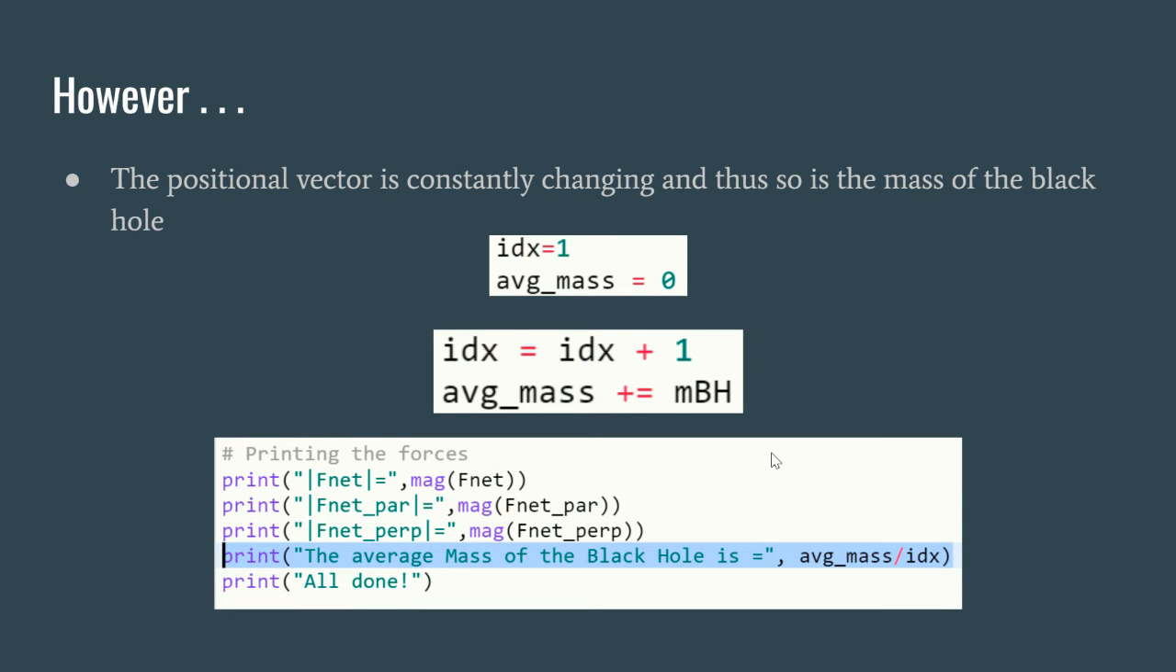However, since the position vector is constantly changing, and thus so is the mass of the black hole, we want to figure out a way to represent the average mass. So what we do is initialize two variables, idx and average mass, and then for every iteration through the loop, we want to add the mass of the black hole at that star's specific position to average mass, and then increase idx by a value of 1. And at the end of everything, we're going to return average mass divided by idx.